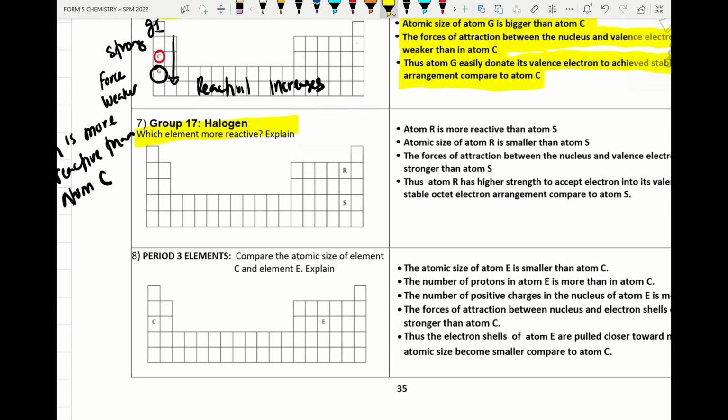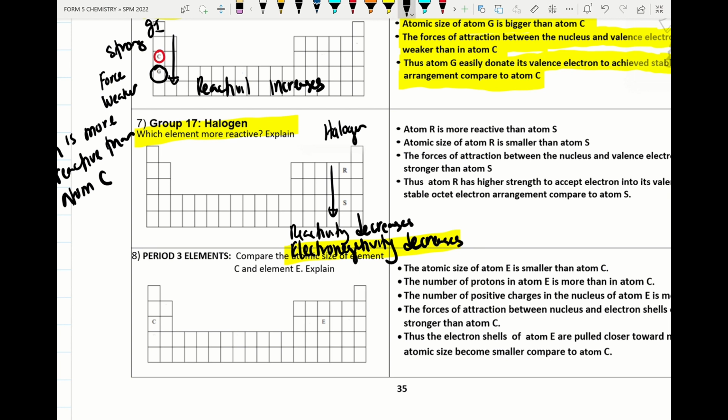Which element in group 17 is more reactive? So please remember group 17 element is known as halogen, and when going down the group 17, please remember reactivity decreases. And one more, please remember electronegativity also will decrease. The tendency of an element to accept electron and form negatively charged ion also decreases.